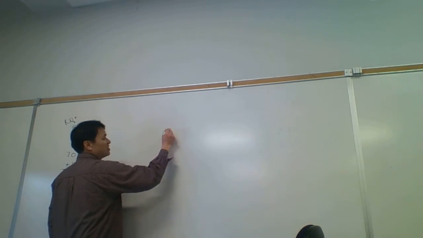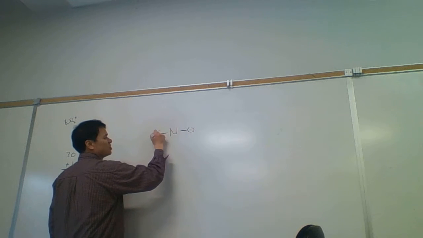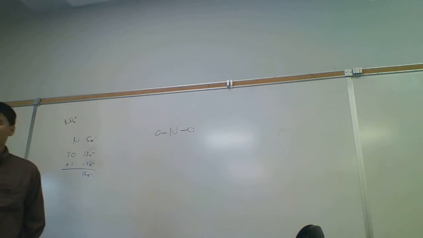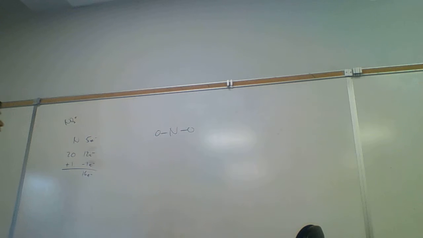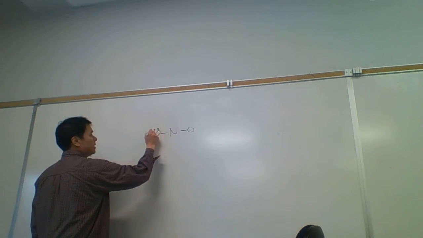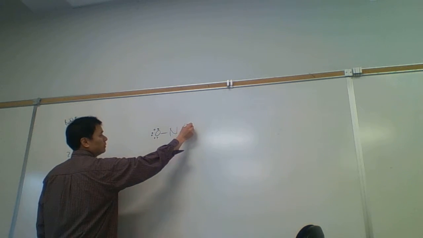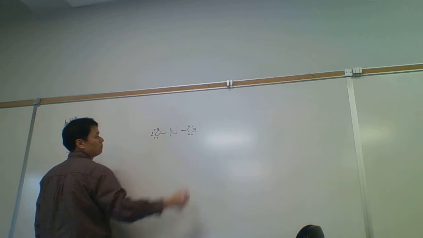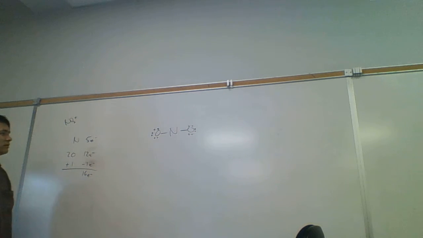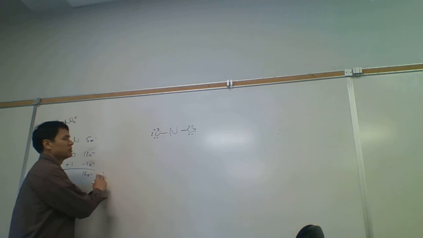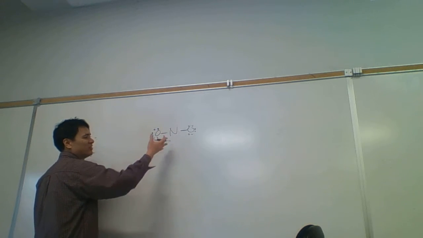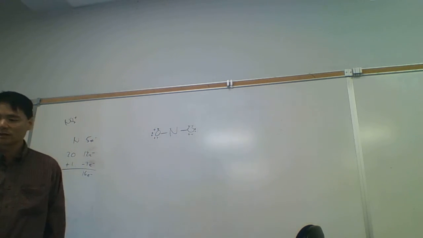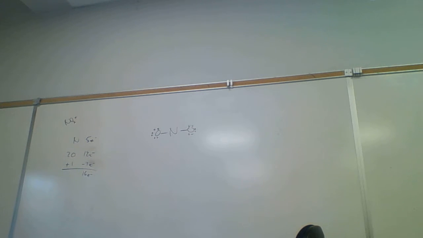Probably we'll put the nitrogen in the center and then attach 2 oxygens to it. And then we'll complete the octets of the oxygens. How many electrons have we used up? 16, so I really can't put any more electrons. I've already used up 16 electrons. I only have 16 electrons, so I cannot complete the octet of the nitrogen.